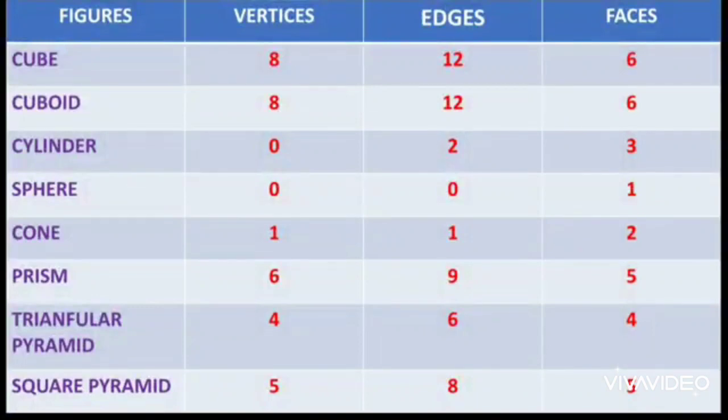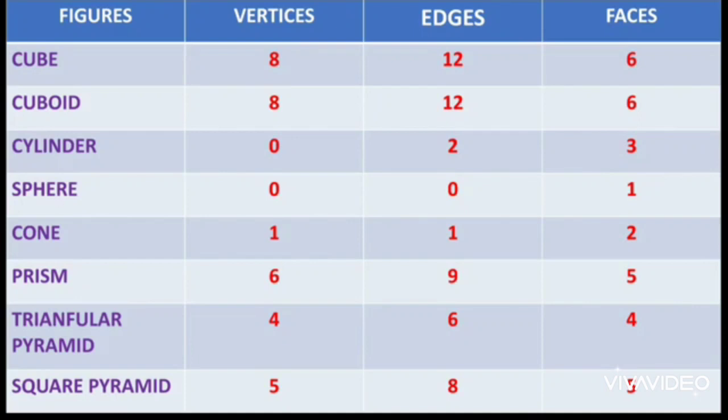Now if we sum up all the 3D figures, then a cube has 8 vertices, 12 edges and 6 faces. A cuboid has 8 vertices, 12 edges and 6 faces. That means cube and cuboid have the same dimensions: both have 8 vertices, 12 edges and 6 faces. Cylinder: no vertices, 2 edges and 3 faces. Sphere has no vertices, no edges, only one face.